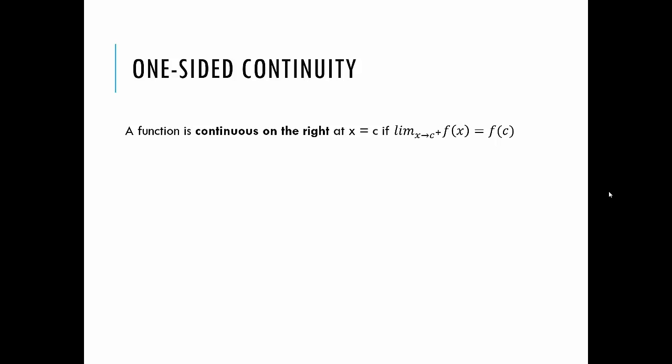So that last example showed that we had something going on with a limit from the right and something going on from the left. Well, we can actually have one-sided continuity, where a function is continuous on the right at x equals c if the limit as I'm approaching c from the right is the same as my value of the function, and of course the same thing for approaching from the left.